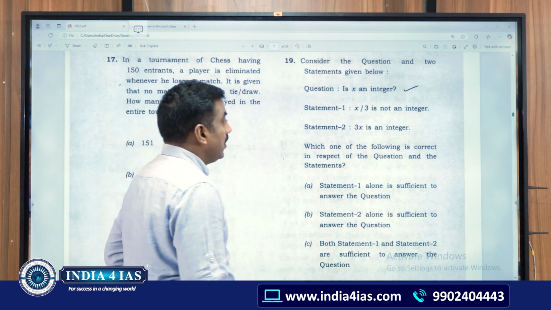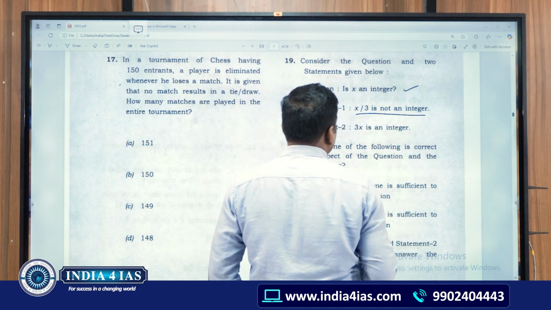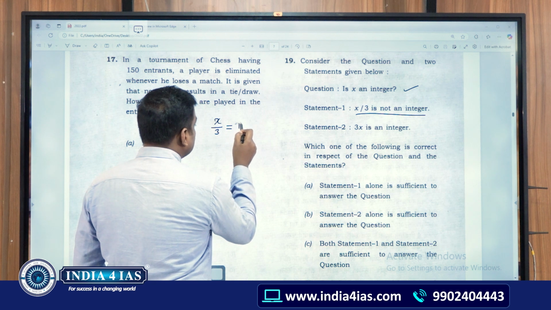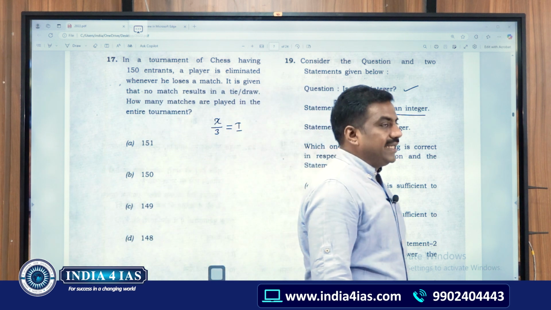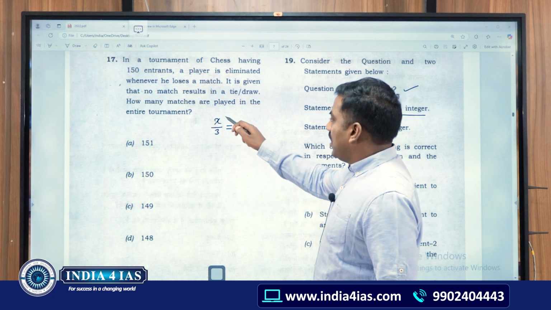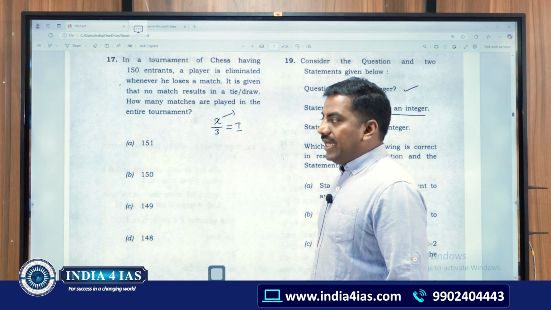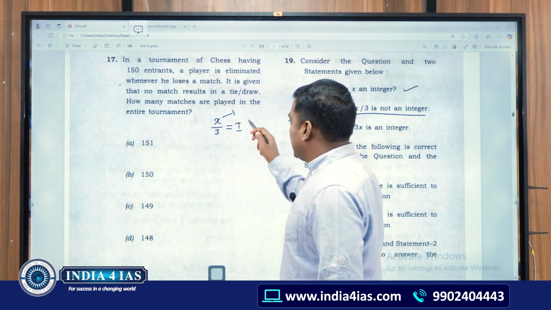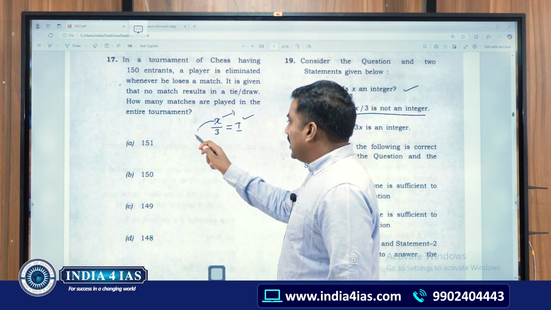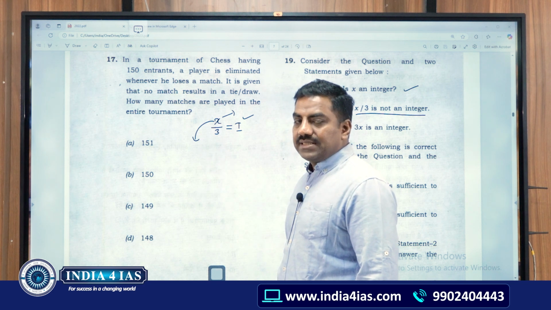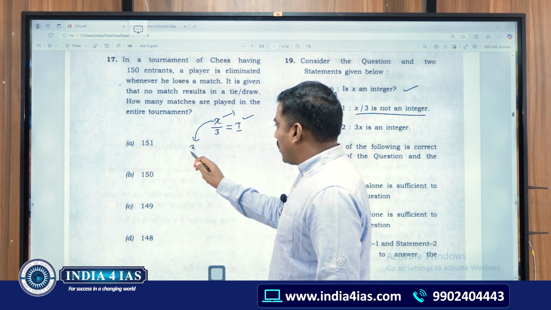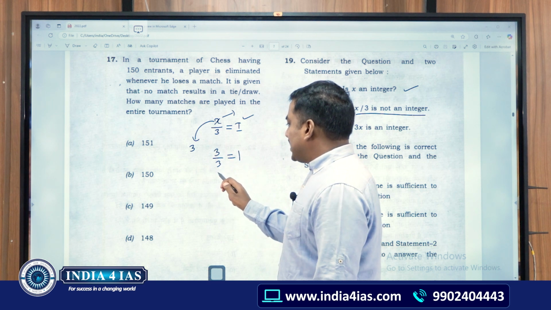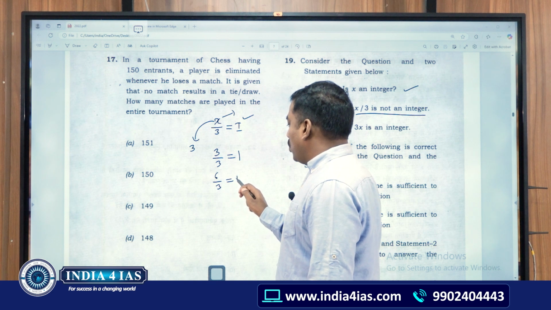As simple as that. So now check statement 1 alone. X by 3 is an integer. So when x will be an integer or a fraction, that we need to find out. This has to be an integer. That means x has to be a multiple of 3 because I can cancel. If x is 3, 3 by 3 is equal to 1. If x is 6, 6 by 3 is equal to 2.